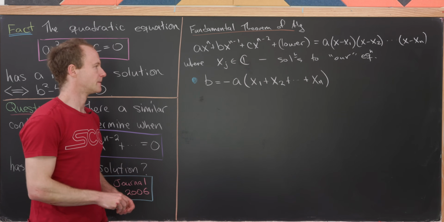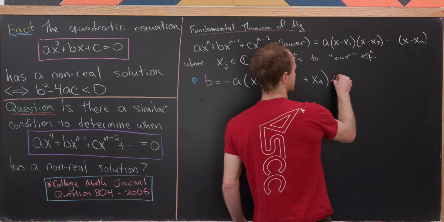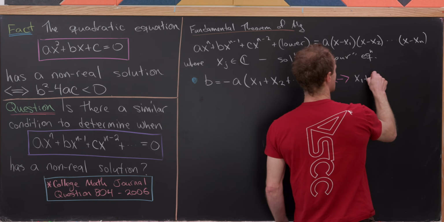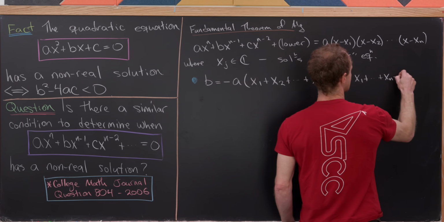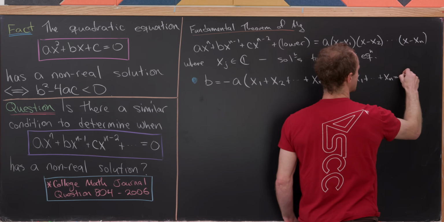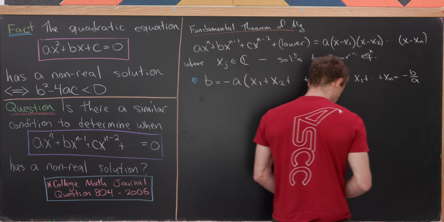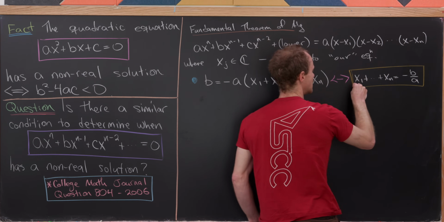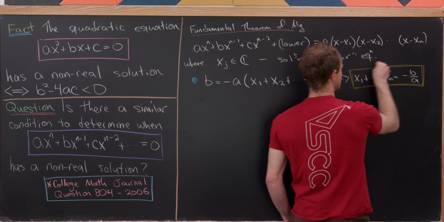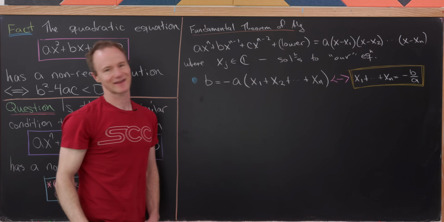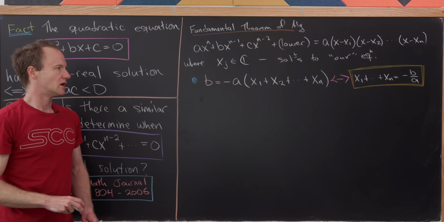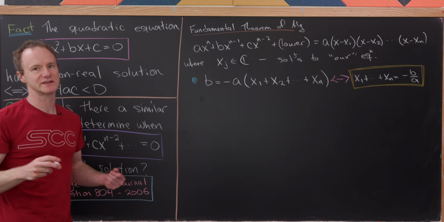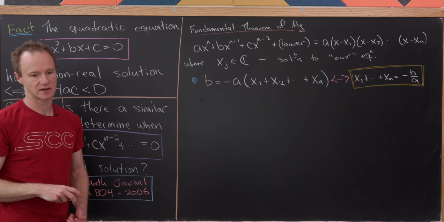Great. And then let's observe that we could rewrite this as x1 plus all the way up to xn is equal to negative b over a. That would be another way of expressing this idea. Something that I've used here but haven't said is the fact that a is non-zero. Of course, if a were equal to 0, we'd have a lower degree polynomial, and we might as well just take the leading term to be non-zero.